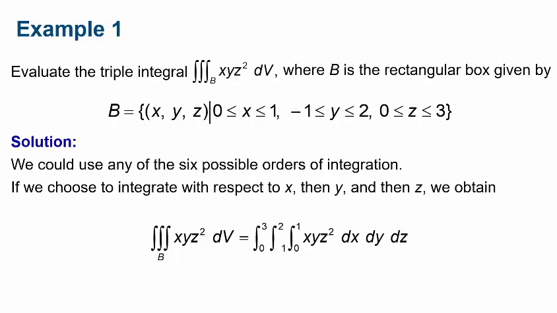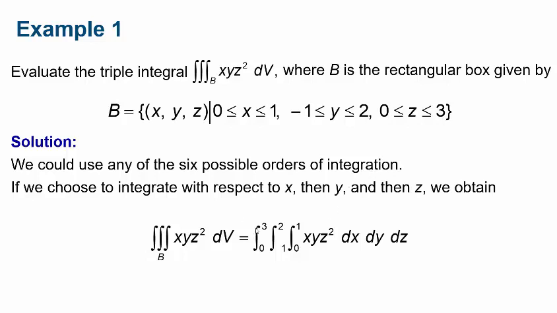Okay, let's just do a quick simple problem here. Let's evaluate the triple integral across the box B, and the integrand is the function x y z squared, where B is the rectangular box given by x varying from 0 to 1, y going from -1 to 2, and z going from 0 to 3.